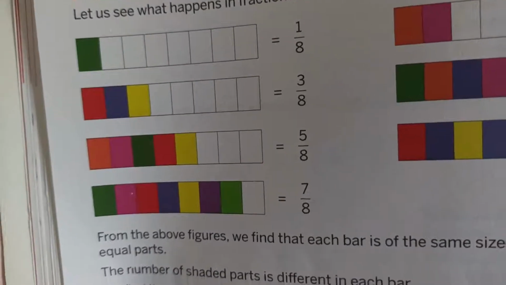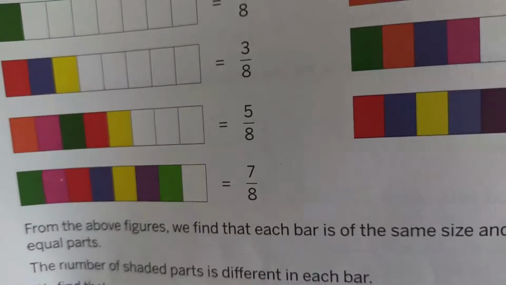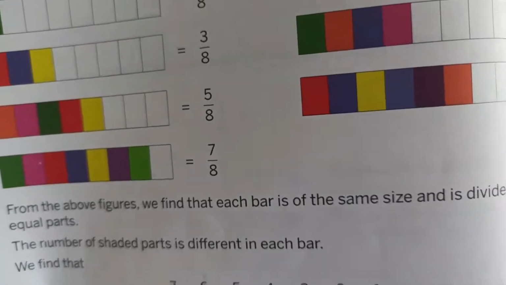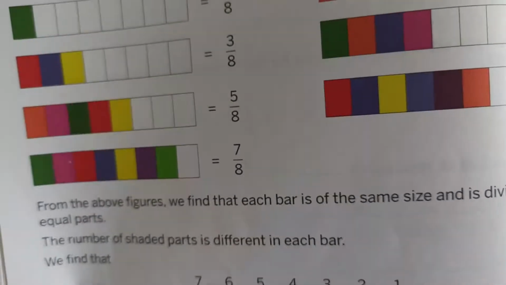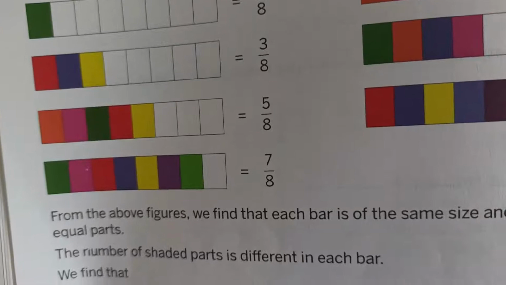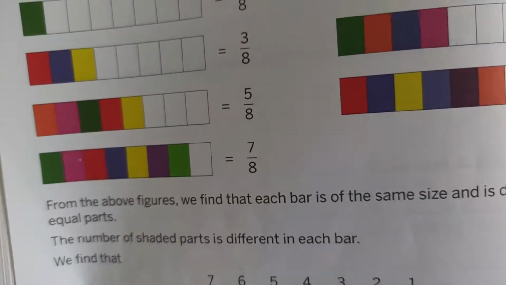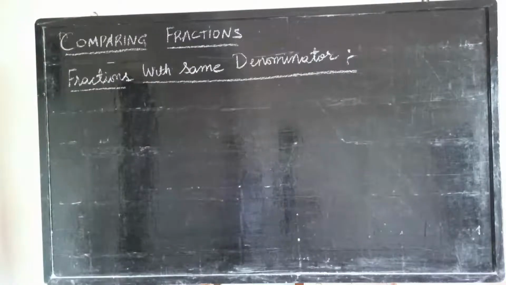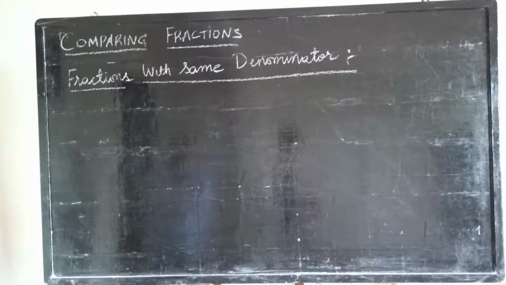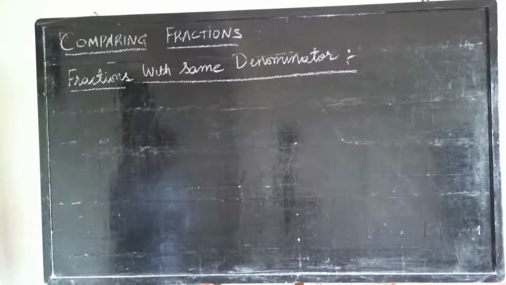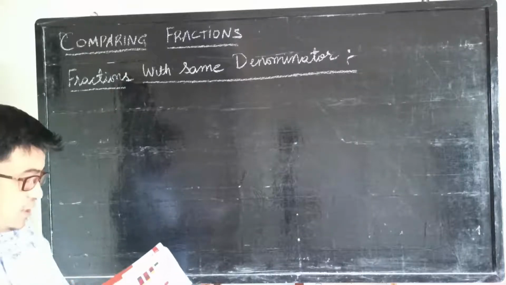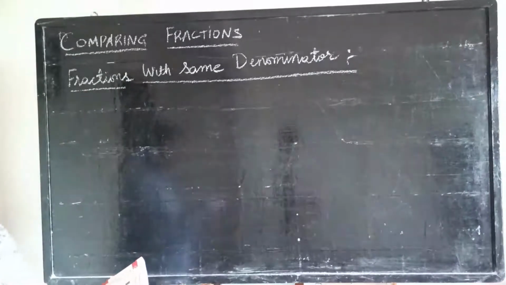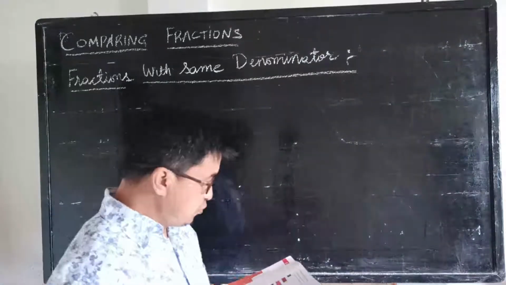Look at these figures. From the above figures we find each bar is the same size and is divided into 8 equal parts. There you can see the figure on the board. Now look at page number 90. From the above figure we find each bar is of the same size and is divided into 8 equal parts.